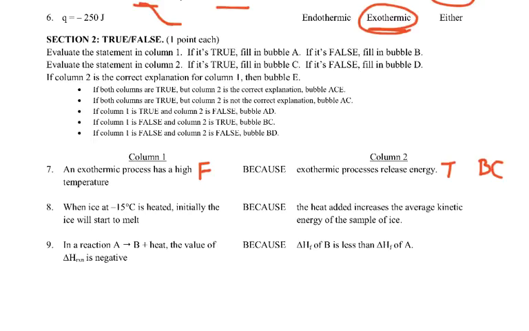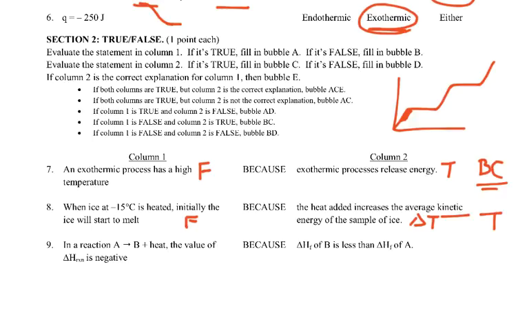When ice at negative 15 degrees is heated, initially the ice will start to melt. That is false. Okay, the ice will not melt until it gets up to 0 degrees, like on our heating curve. So if we're starting down here at negative 15 degrees, it has to warm up before it'll melt. The heat added increases the average kinetic energy of the ice. Okay, so if you're adding heat, we're talking about this little slanty portion of the heating curve, and we're going to have a change in temperature, and a change in temperature is an average kinetic energy change. So this is true. So it's a false, true. Again, it would be answer BC.